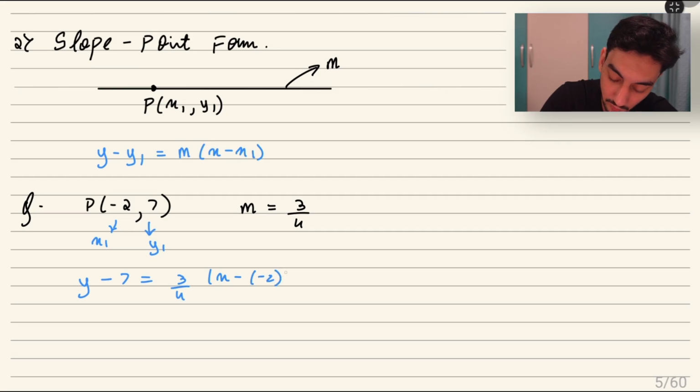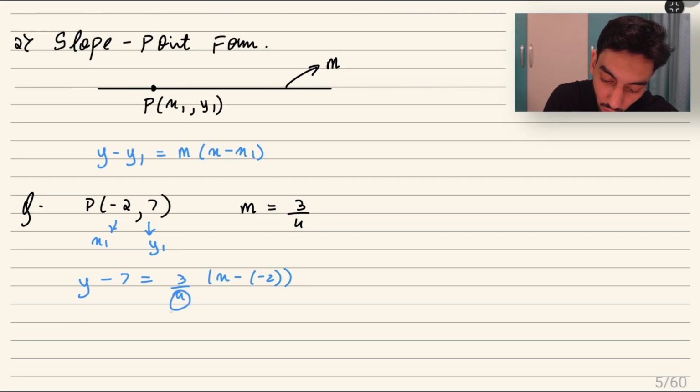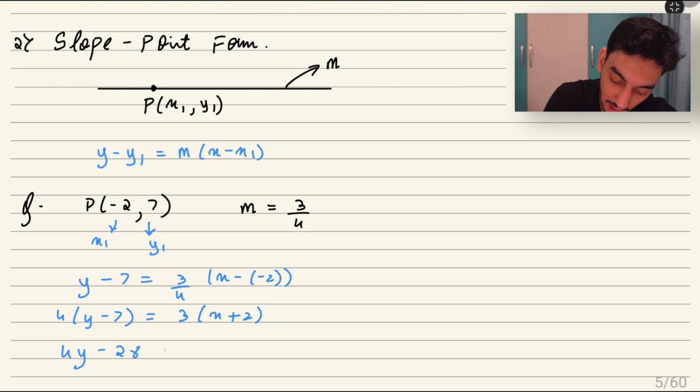x1 is negative 2. I'm deliberately taking a negative value to make sure you understand that if there is a negative in the formula, you also have to consider the negative of the point that is given to you. So this 4 can go to the other side. It becomes 4 times y minus 7 is equal to 3 times x minus of minus is a plus 2. When I open up the bracket, it is 4y minus 28 is equal to 3x plus 6.